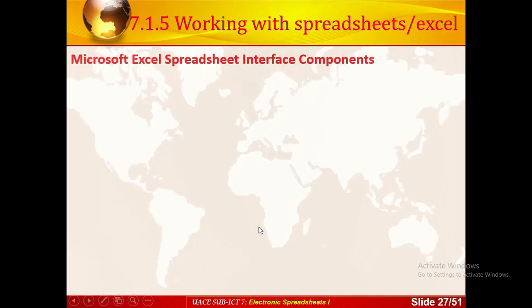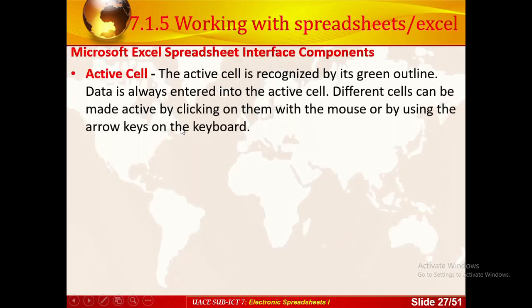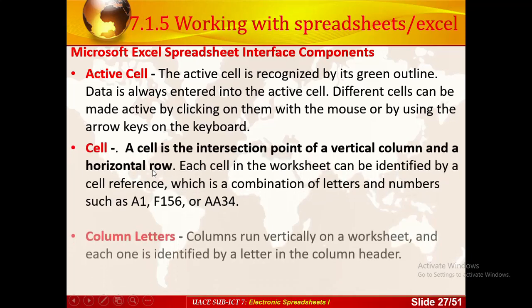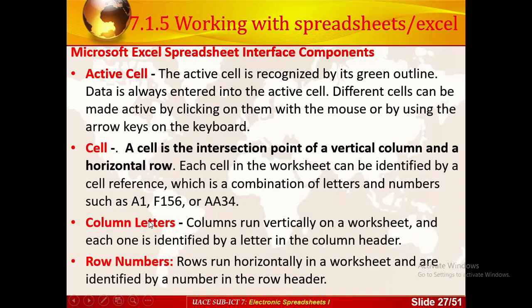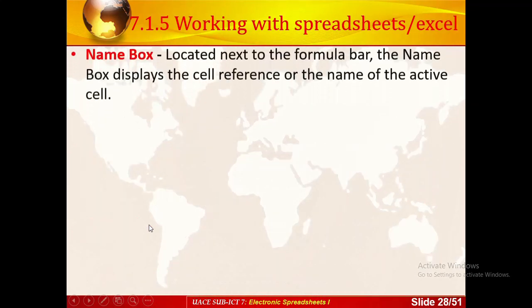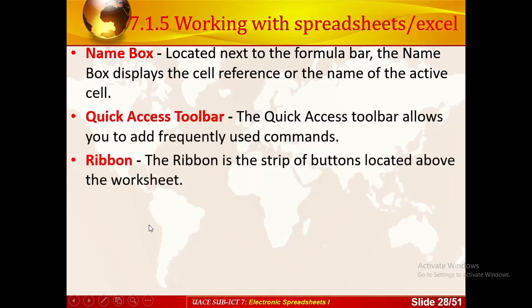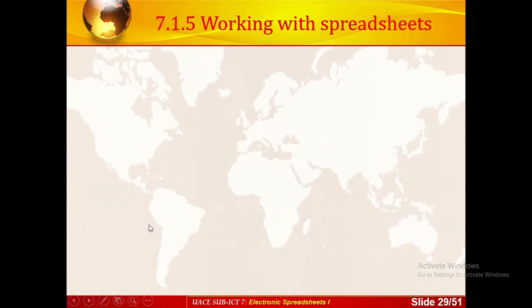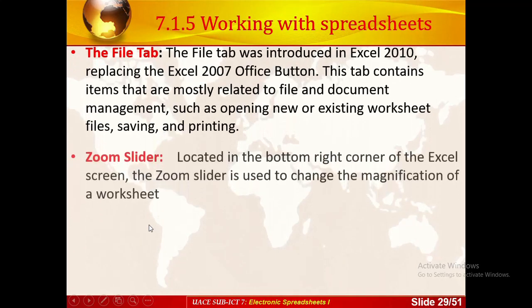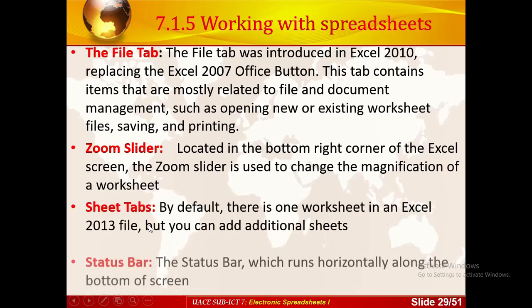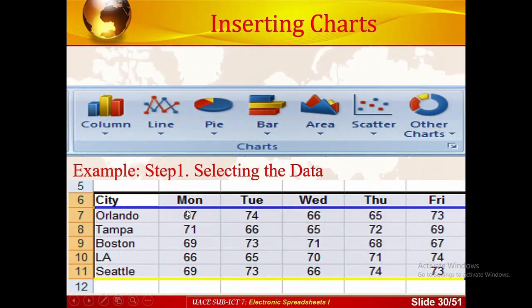Then we have what we call working with spreadsheets. We have looked at the interface, the active cells, and the cell. We have looked at column letters and row numbers, the name box, quick access toolbar, ribbon, and formula bar. All these we have seen. File tab, zoom slider, sheet tabs, status bar. I'm going to show them to you.